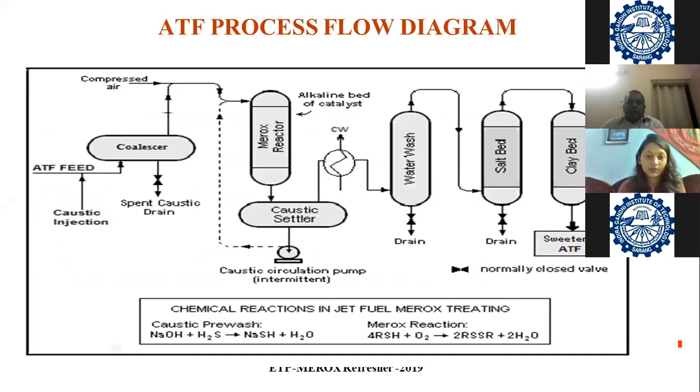This is a process flow diagram where a typical ATF unit treats the ATF feed into the final product. It is called the sweetening of the ATF. When we receive the ATF, it is called sour feed. When we produce the ATF after the treatment, it is called sweet ATF. Here we see the ATF feed going to the electrostatic coalescer, and there one caustic injection is there. We have to shed a little light on this.